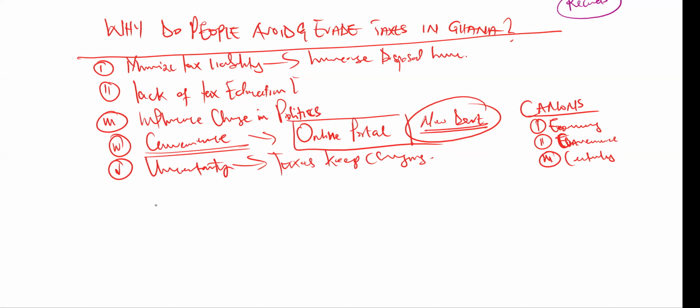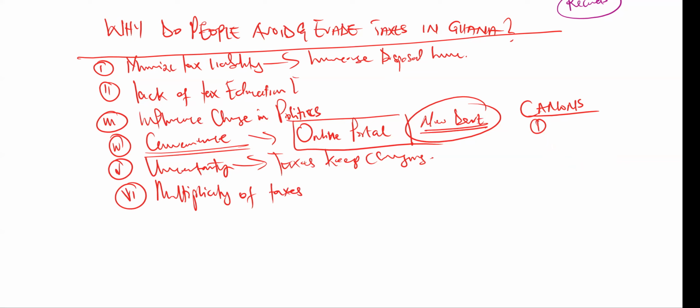Okay. What about multiplicity of taxes? Do you understand what that point means? Who can explain this? There are so many taxes, especially VAT, with so many categorizations and others, making the computations very cumbersome. One income, multiple taxes. Very bad.